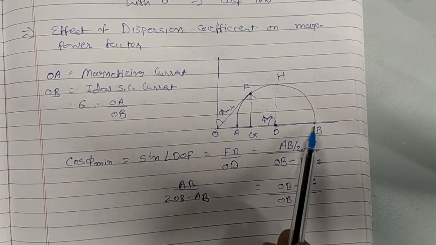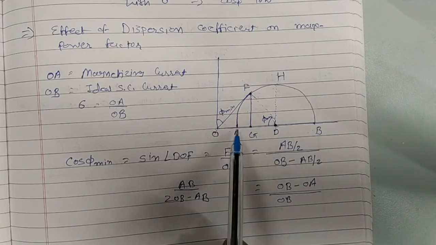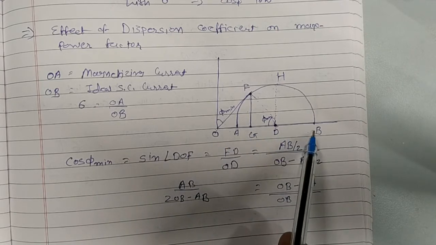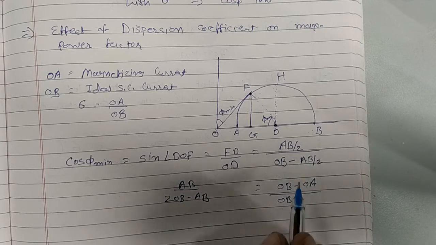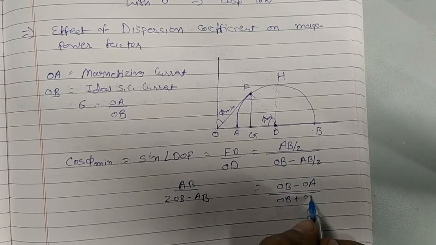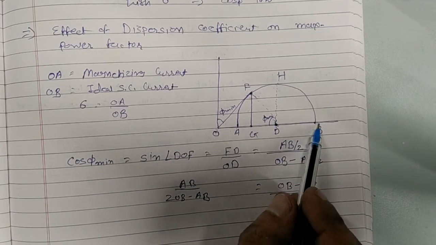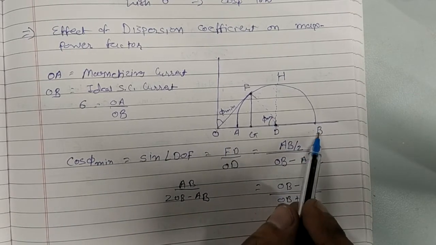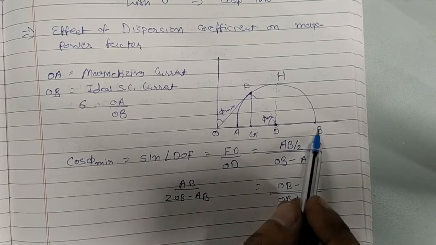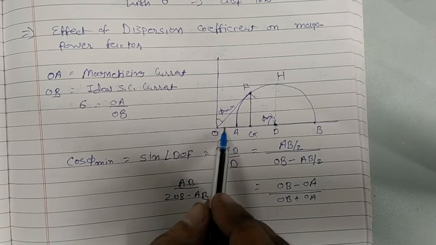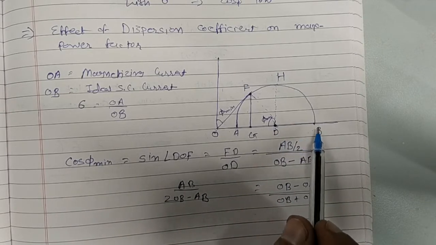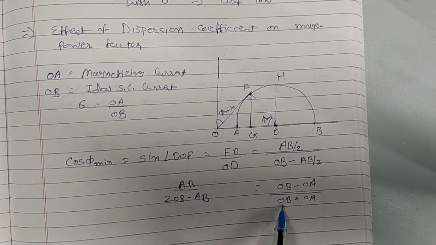So this entire length is OB 2 times minus 1 time AB, and that I can write as OB plus OA. These 2 times minus AB, what is the remaining part? 1 time OA and 1 time OB, and the summation of this is over here, OB plus OA.